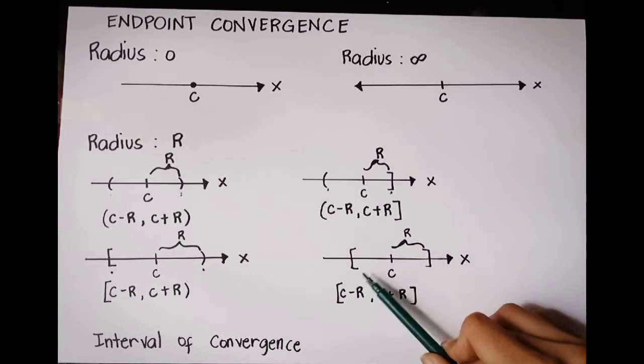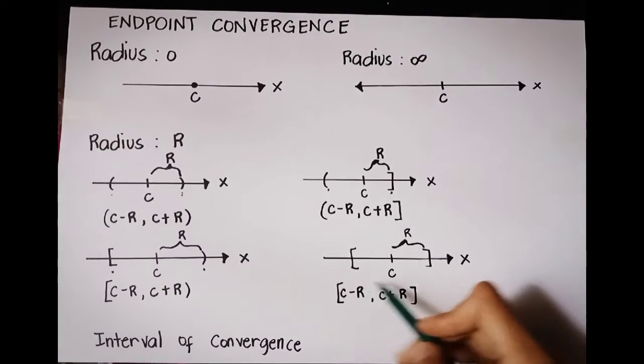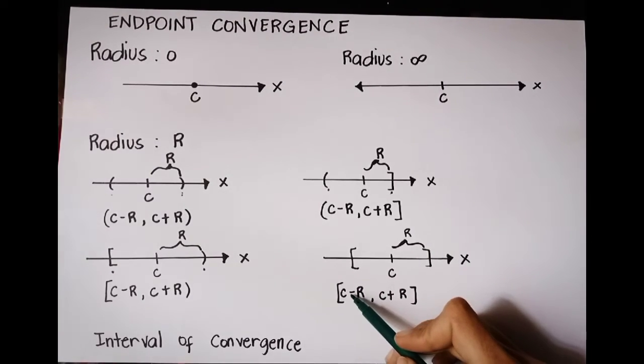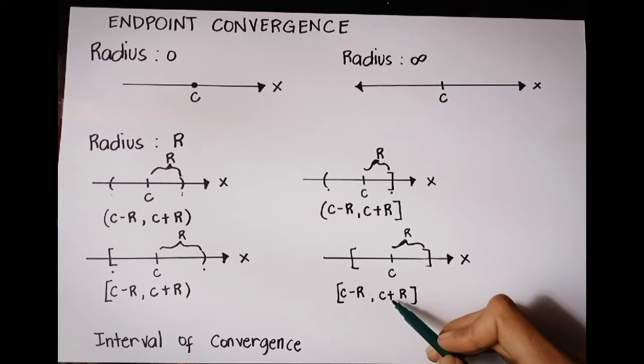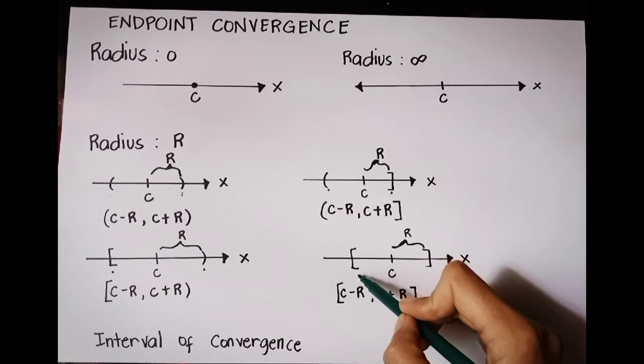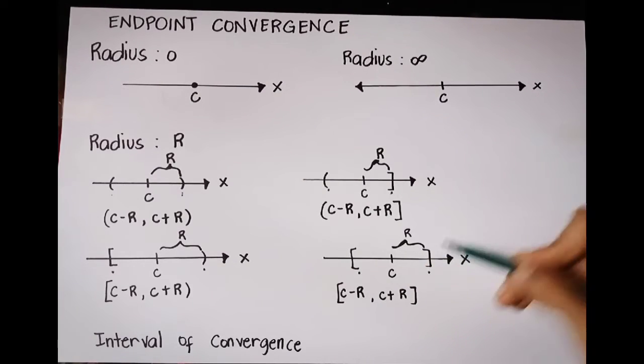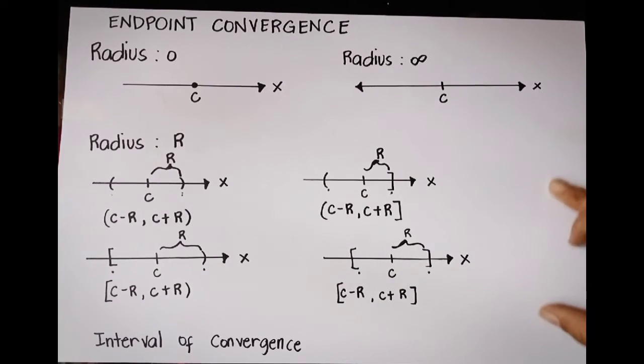And if the series converges at both c minus r and c plus r, the expression looks like this. So the endpoints are here and it converges at both points. So these are the endpoints of convergence. Let's see an example for this endpoint of convergence.